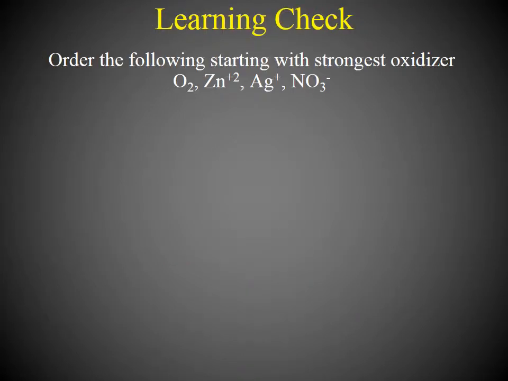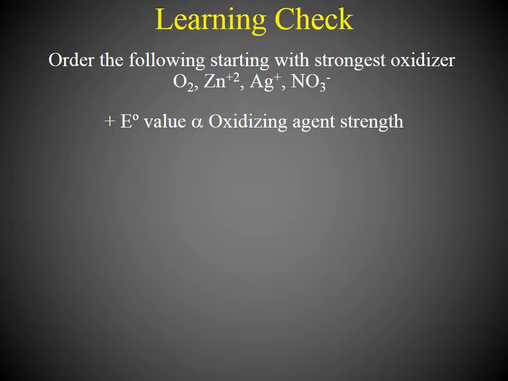Okay, so let's see if you can read the potentials table correctly. Order the following species, starting with the strongest oxidizer. Pause the presentation, go back to the table and see if you can do this. Come back when you're done. Okay, here are your answers.